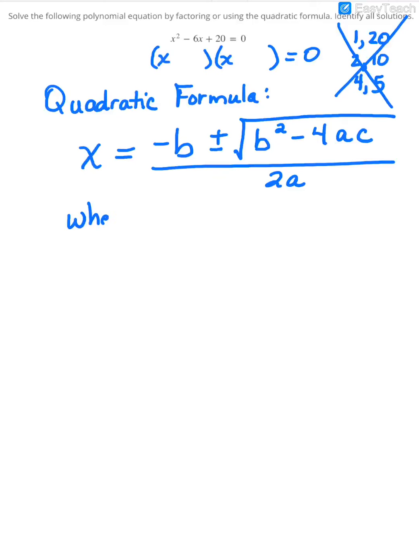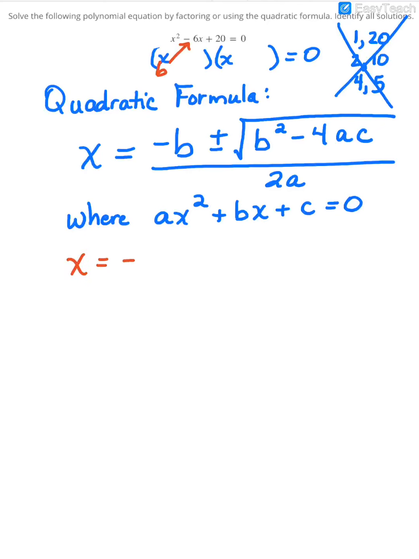The values for your a, b, and c come from the following. A is always in front of your squared term, b is always in front of your x term, and c is always your constant. If I take a look at my particular example up here, my b value is negative 6.